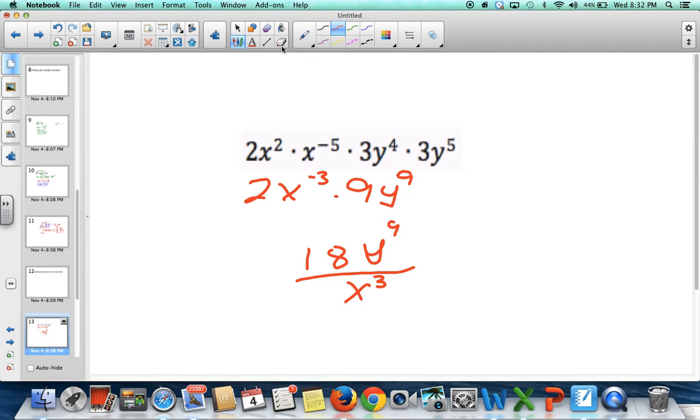That's a y. Not a very good looking y. Let's make that better. Y to the 9th. That's kind of what we have here. That's what the answer should look like. Okay, so we have all positive exponents combined together.